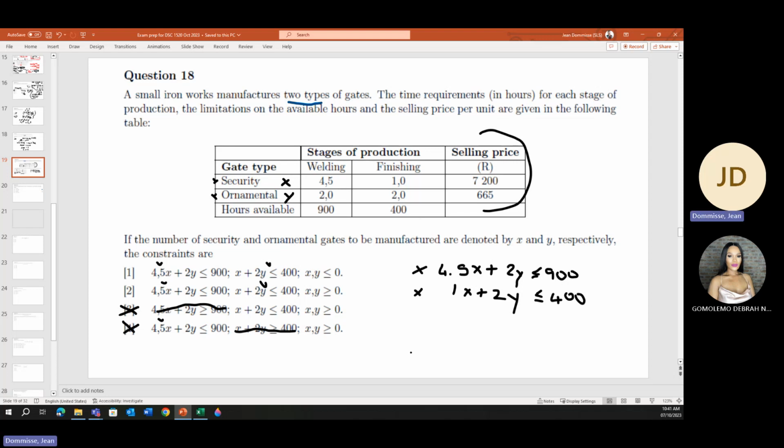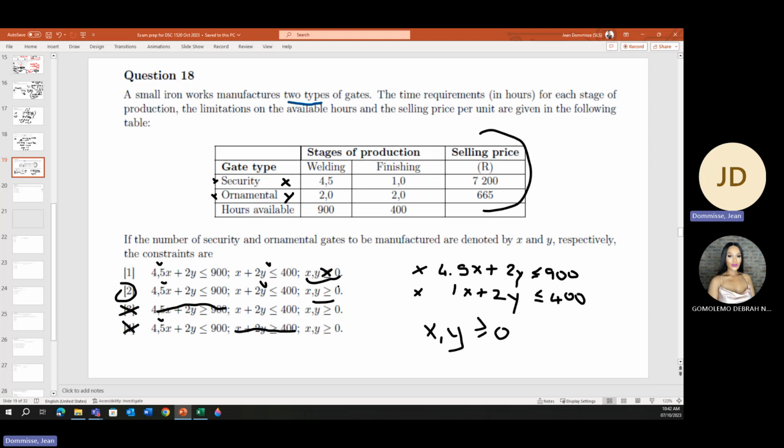But then the other thing that we know is for X and Y, we can only make positive ornaments, or positive gates. So we can't make negative gates. So you can't make -5 security gates and 10 ornamentals. It all needs to be 0 or bigger than 0. So that one can't be. So option 2 is the right one, where X and Y are also bigger or equal to 0.